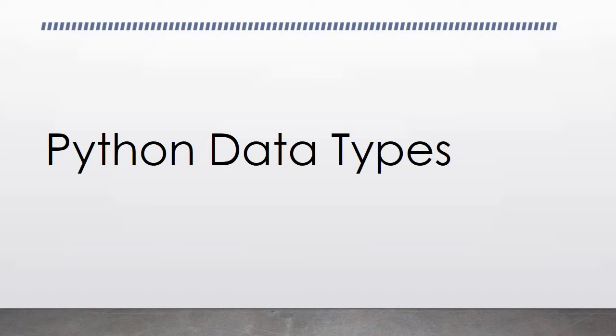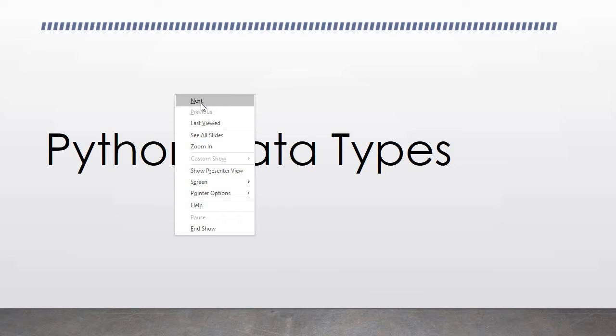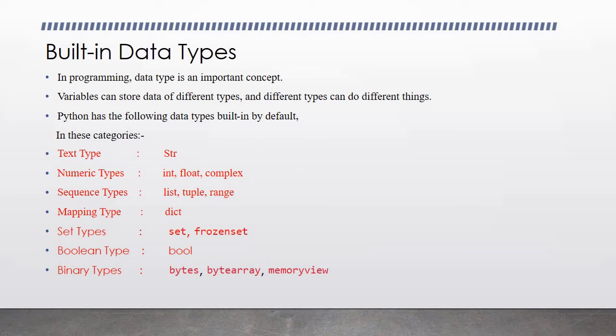Hi, in this video we are going to discuss Python data types. First of all, what are data types? In programming, data type is an important concept. A variable can store data of different types. For example, a variable can be declared as an integer type or a string type.